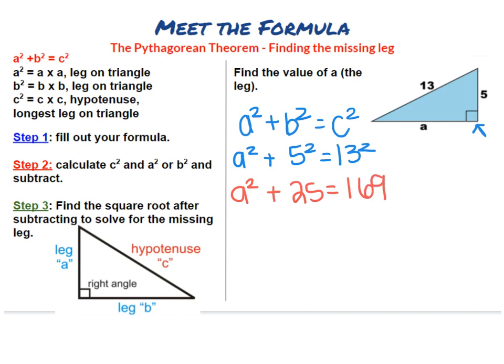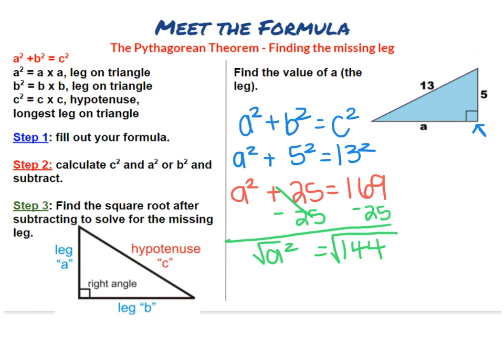Next, what I can do is start solving for a, which is step 3. So what I'm going to do is subtract 25 from both sides to get a by itself. If I subtract 25 from both sides, these 25s cancel out, so I'm left with a squared is equal to 144. And last but not least, I'm going to just find the square root of 144 to figure out what a is equal to. So the square root of 144 would tell me that a is equal to 12.